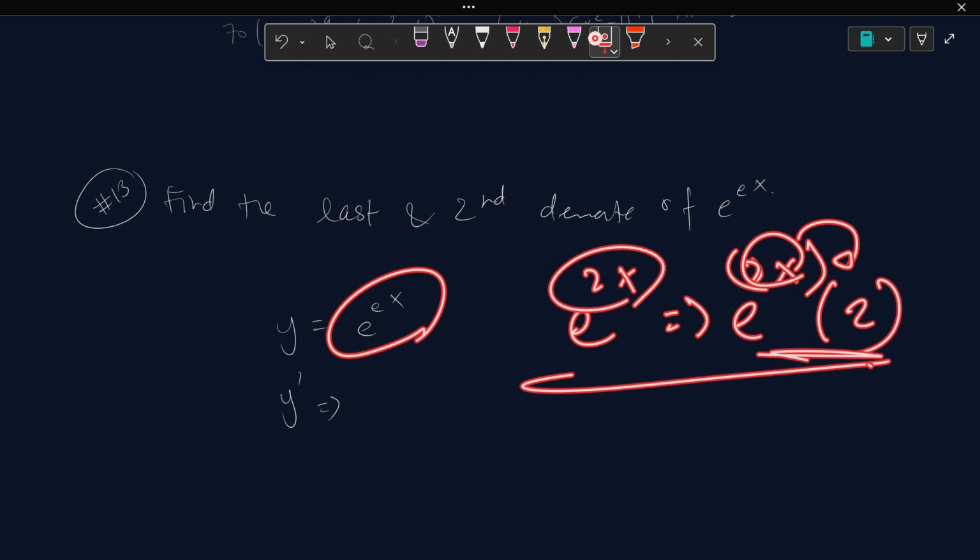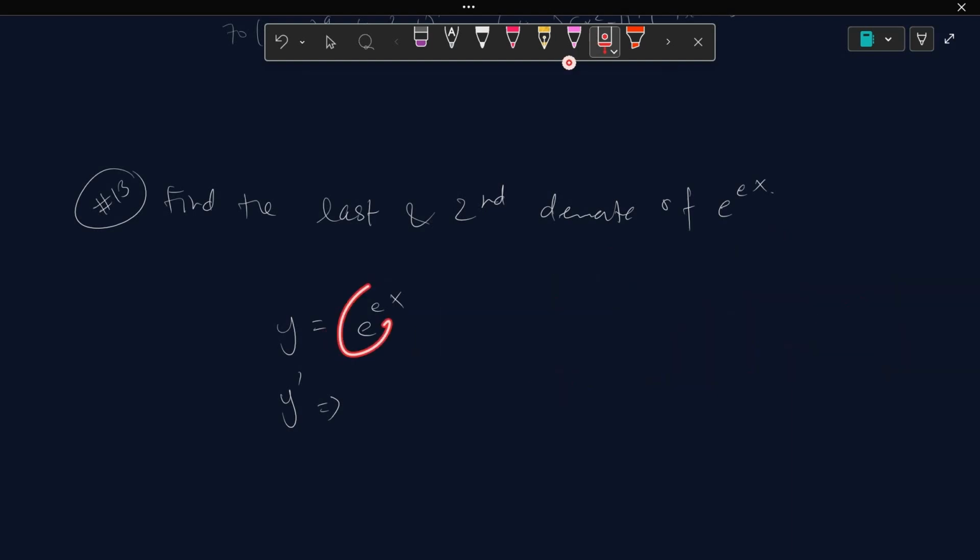So this is basically the same thing. You have your derivative as this one, so you're going to write the exact same thing, e to the e^x, but now you have to multiply by this inside function. This e is treated as a constant, just like the 2 in 2x, so the derivative of ex is basically e. So you get e times e to the e^x as the first derivative.